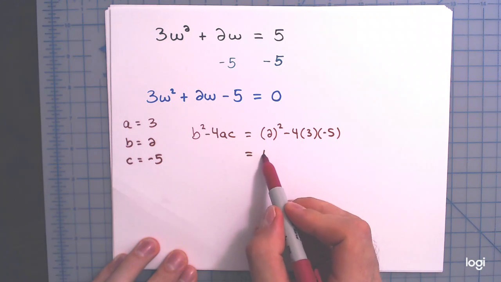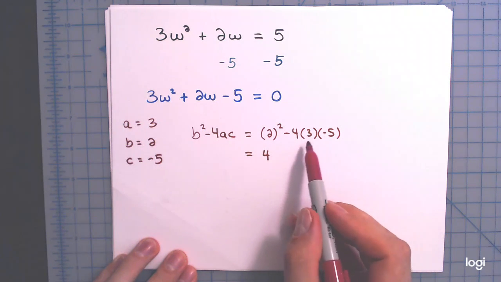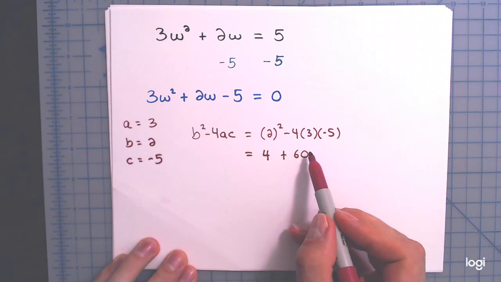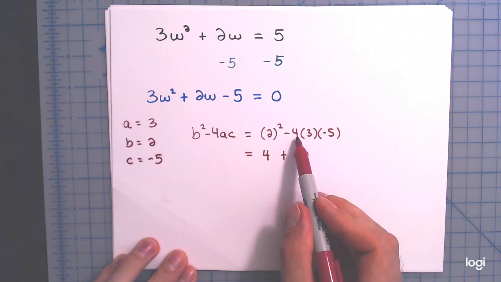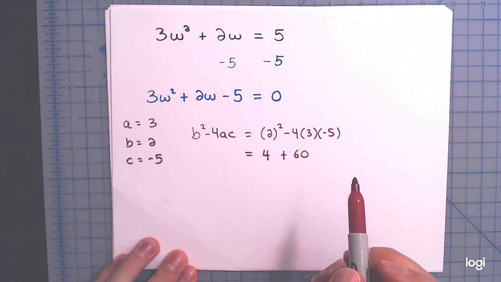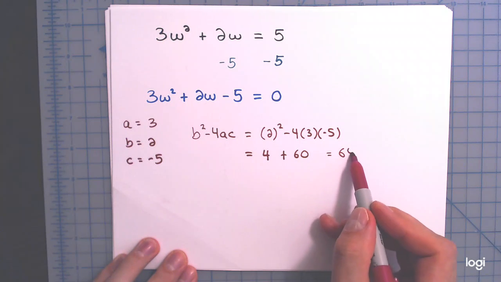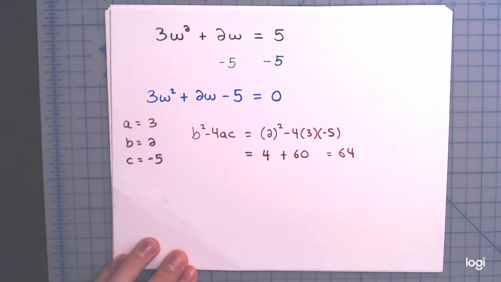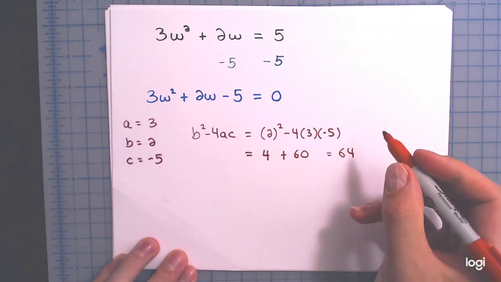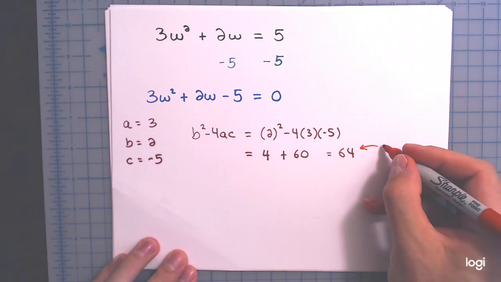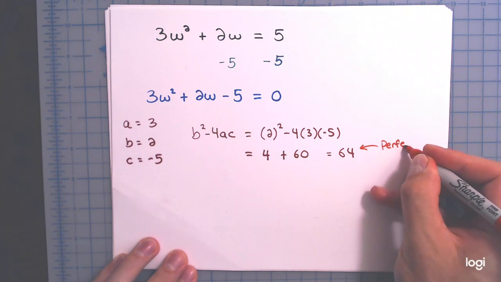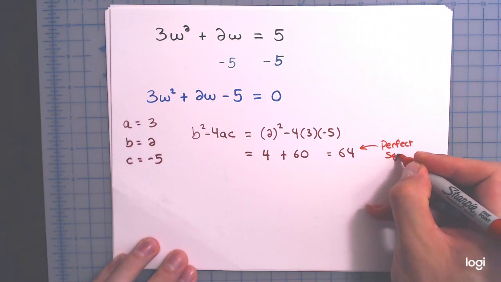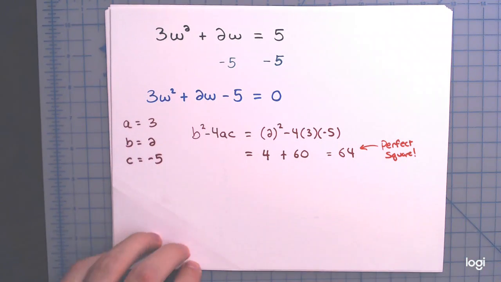would be 2 squared minus 4 times 3 times negative 5. 2 squared is 4. Then this is 60. Negative times negative is positive. 4 times 3 times 5 would be 60. That's 64. That's a perfect square. 64 is 8 squared. And because this is a perfect square, that means we can factor this polynomial.